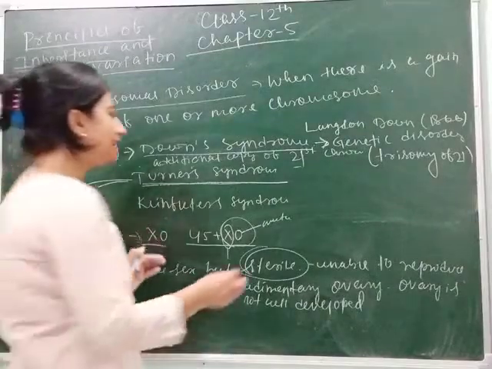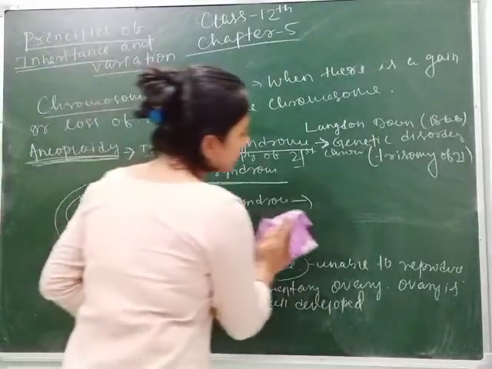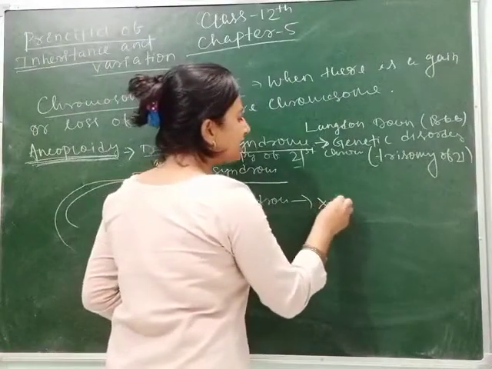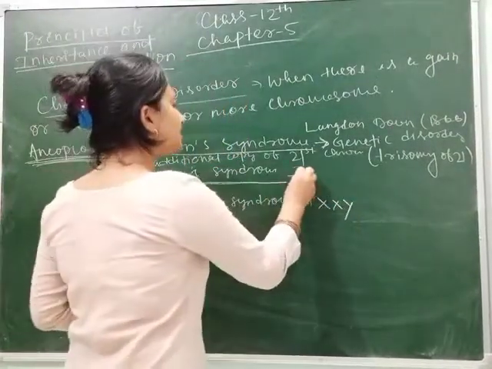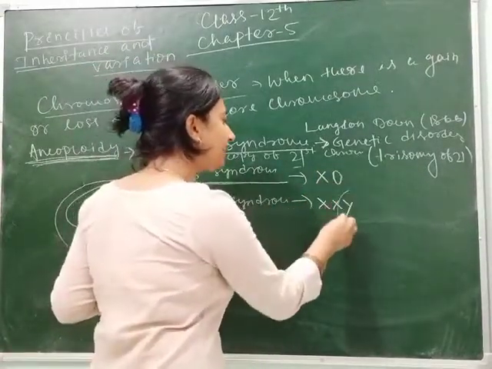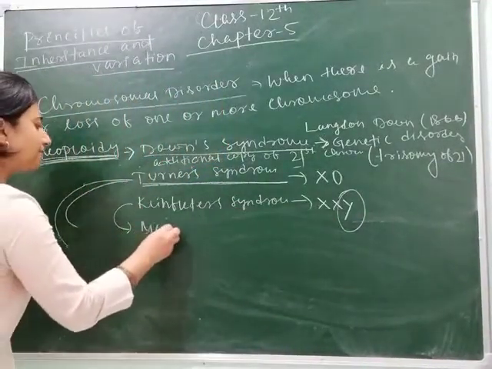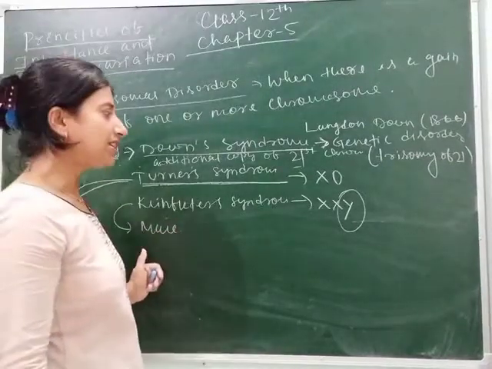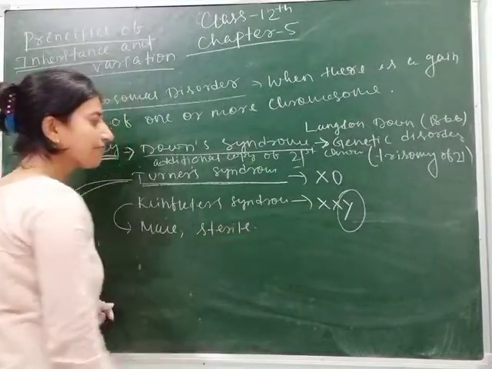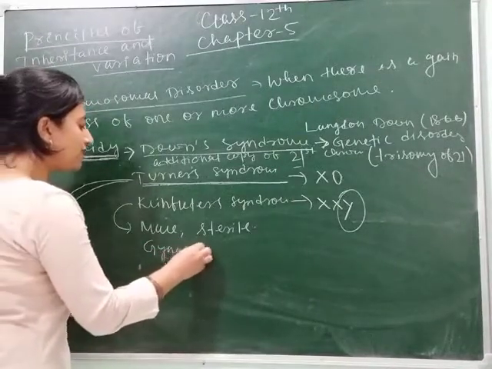Next is your last one, that is Klinefelter syndrome. In Klinefelter syndrome, there is a gain of one extra sex chromosome, means here the condition is XXY. In case of Turner syndrome, the condition is XO, means lacks one sex chromosome, but here one extra chromosome is found. So here the sex of the person is male, that is also sterile, means can't reproduce, and it shows gynecomastia. The condition is called gynecomastia.